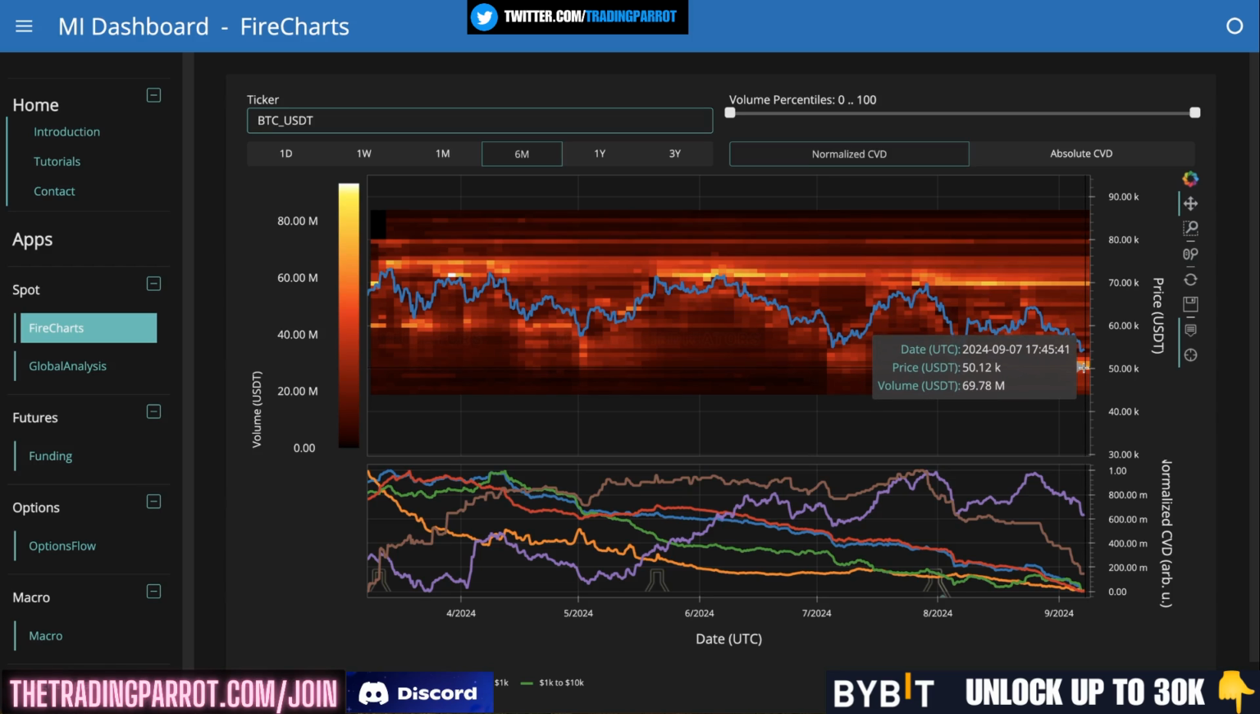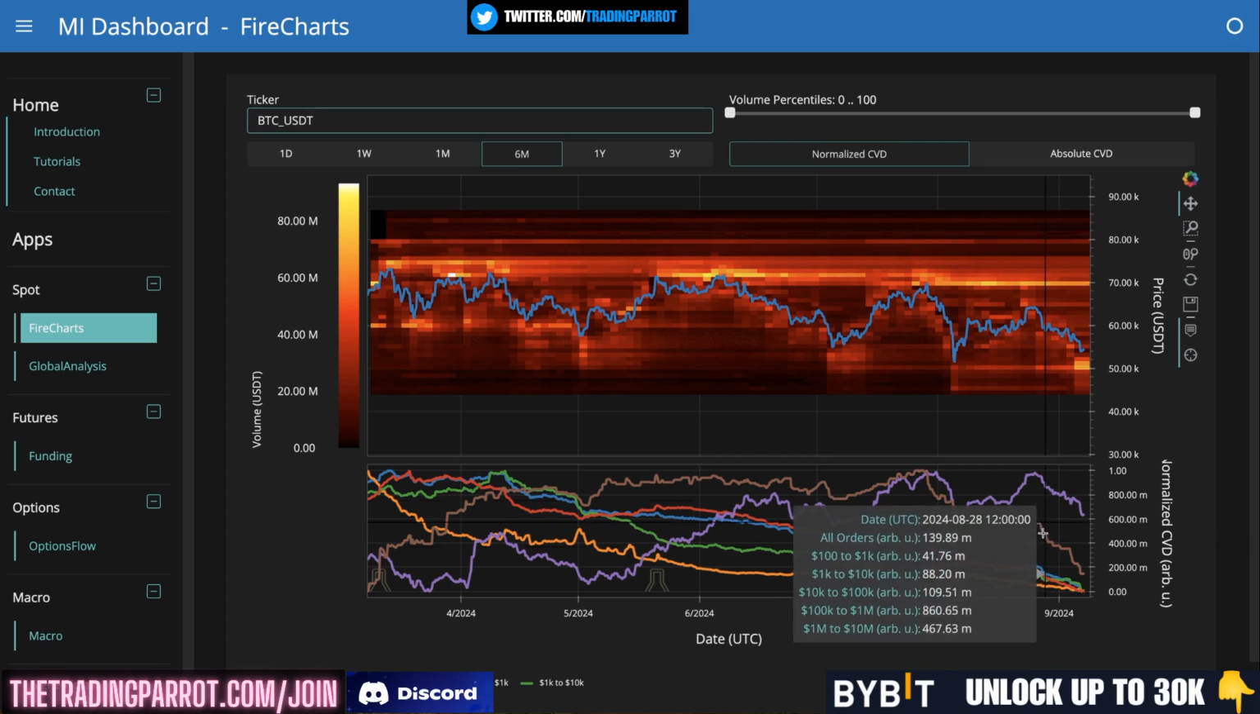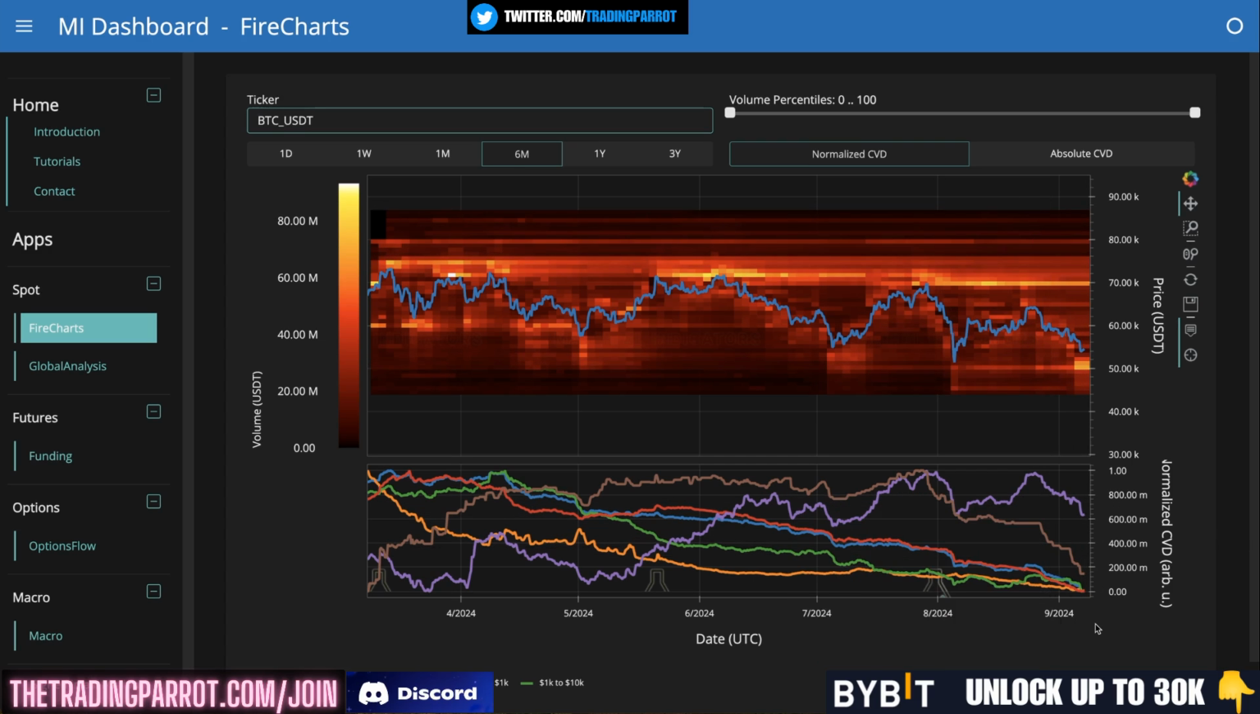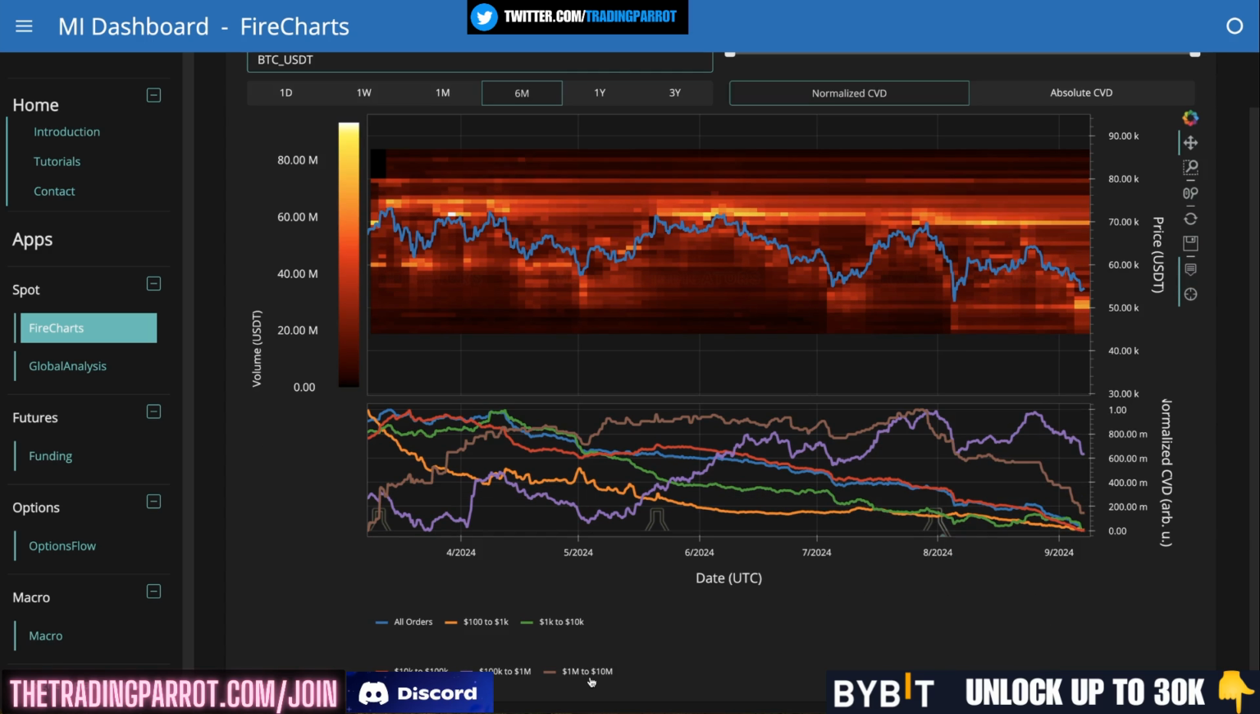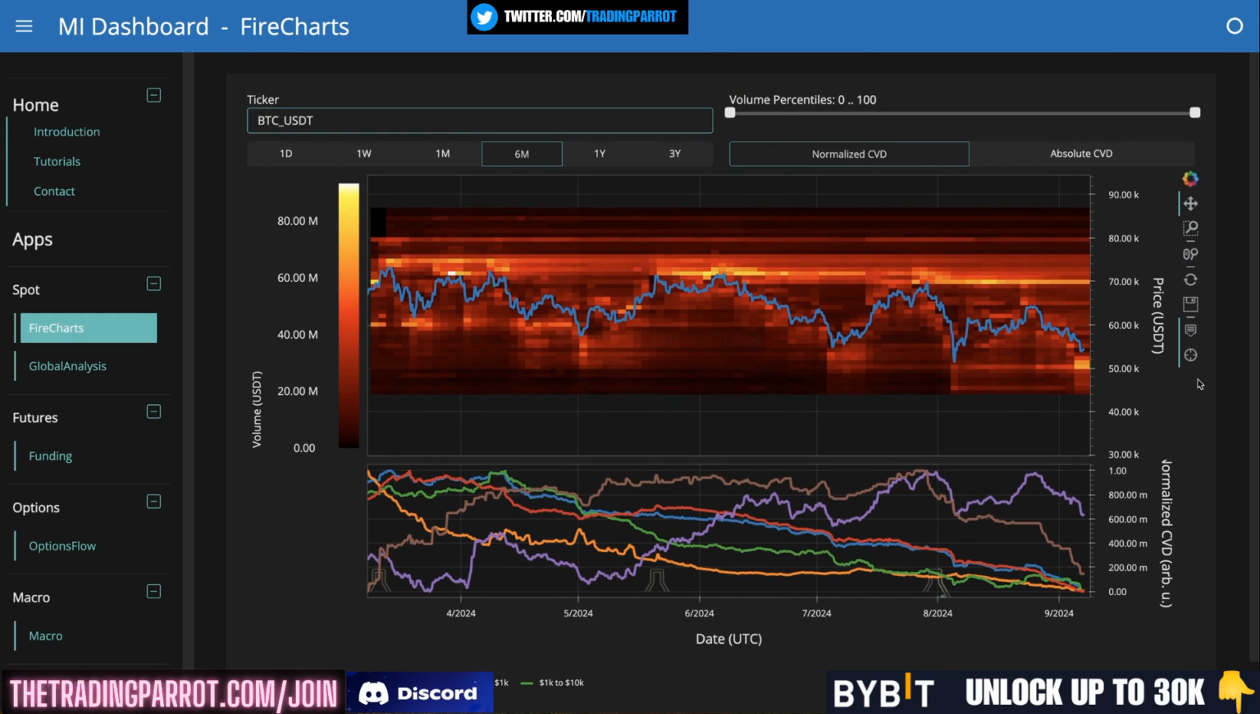We can see that now 50K has started building a ladder of buys, and although the largest whales are selling, you can see the purple and the brown here, 100 to 1 million, a million into 10 million, there is an interest increasing in here to buy. How big is that, and is it comparable to the past times where we bounce?